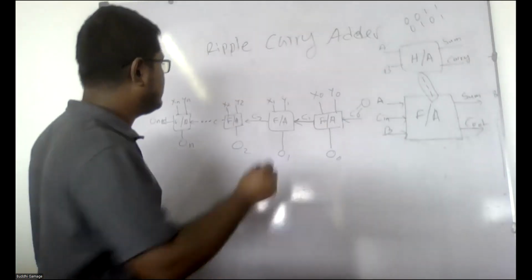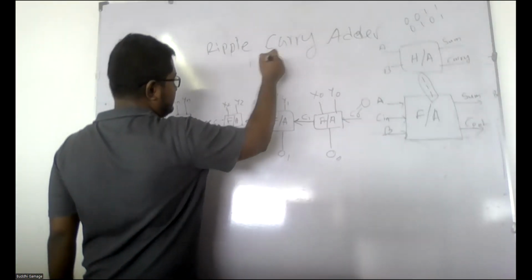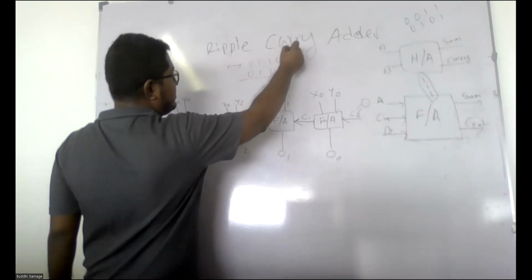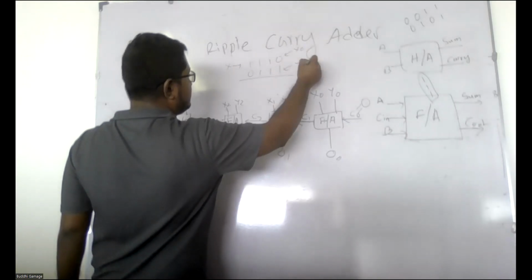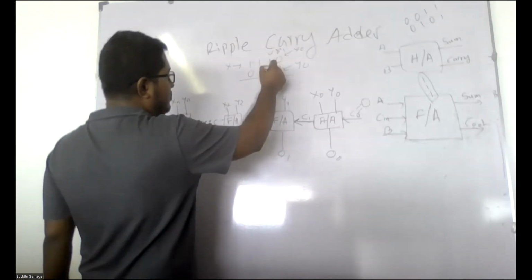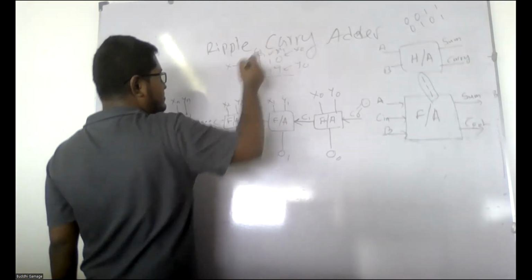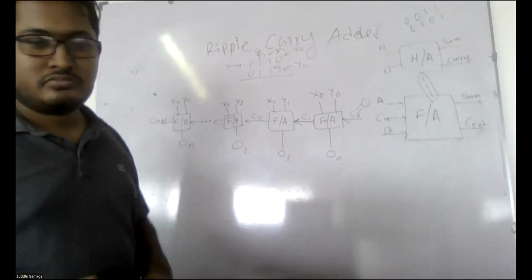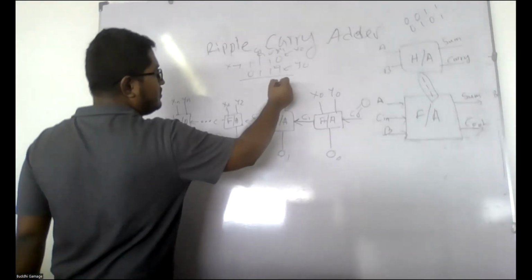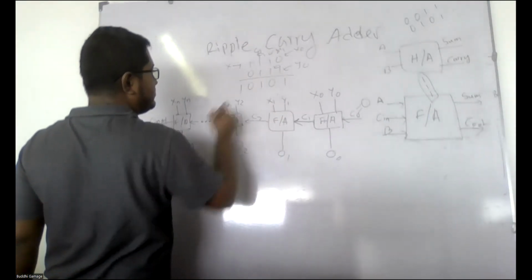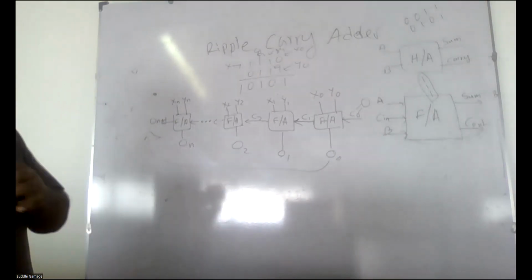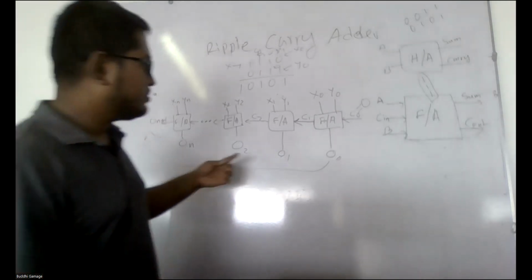So x0 and y0 will be considered as x and y, and these will be x0, y0, x1, y1 likewise, and the carry forward bit will be represented as c1. And the output will be represented in this way. Right? So you may be aware.